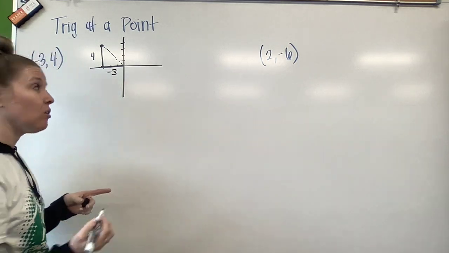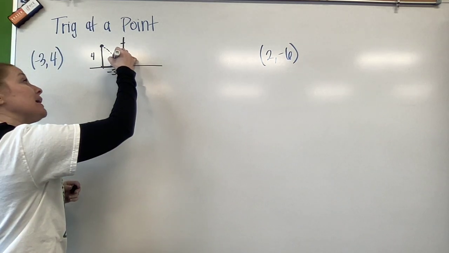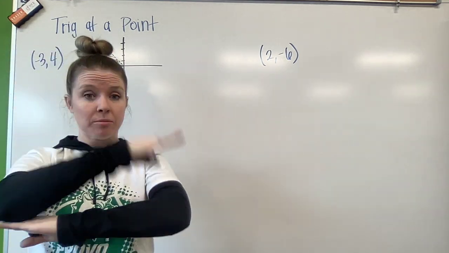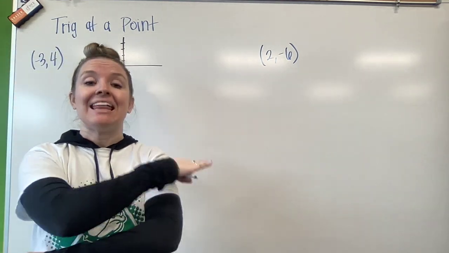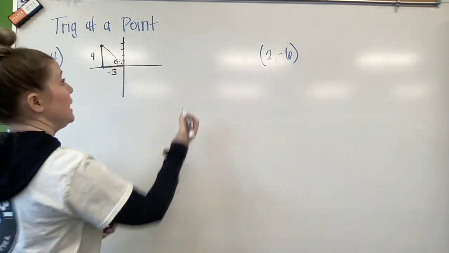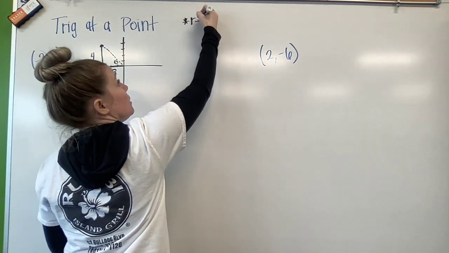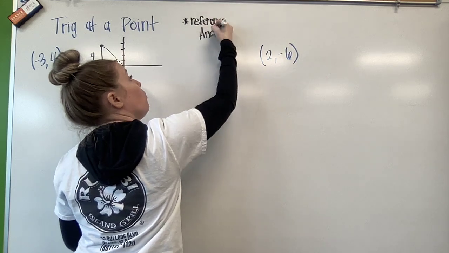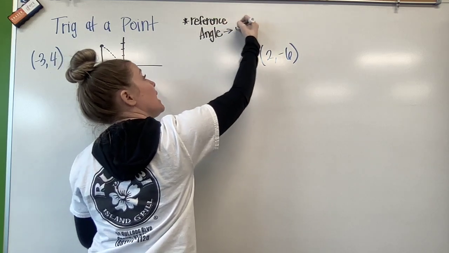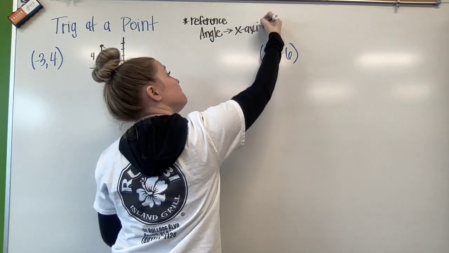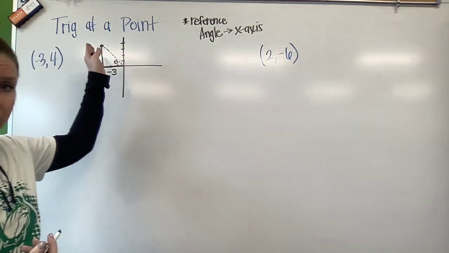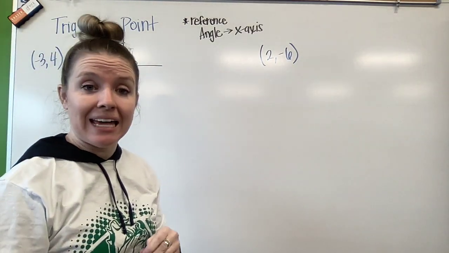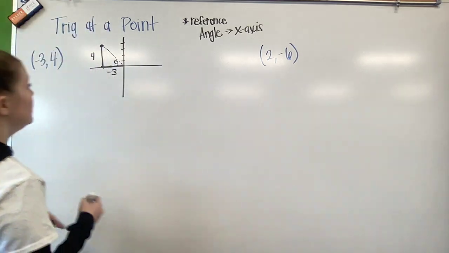What we've also done is we built a reference angle. Our reference angle will always be between our hypotenuse, or our terminal side of an angle, and the x-axis. So a point to remember here: your reference angle always refers to the x-axis. It's always between our terminal side and the x-axis.